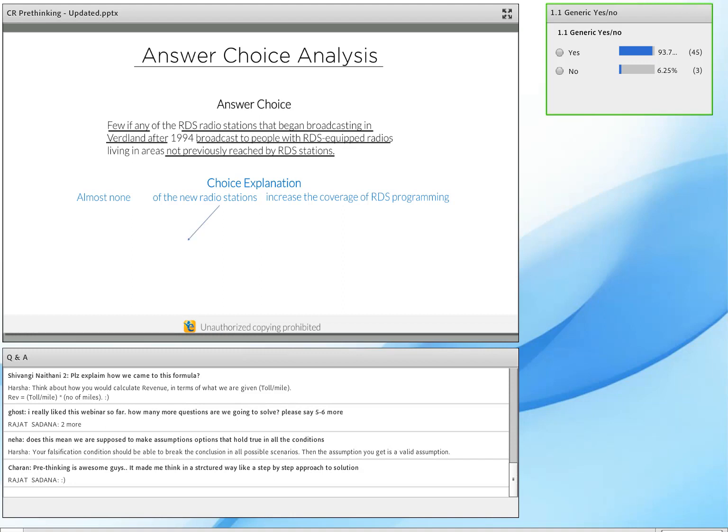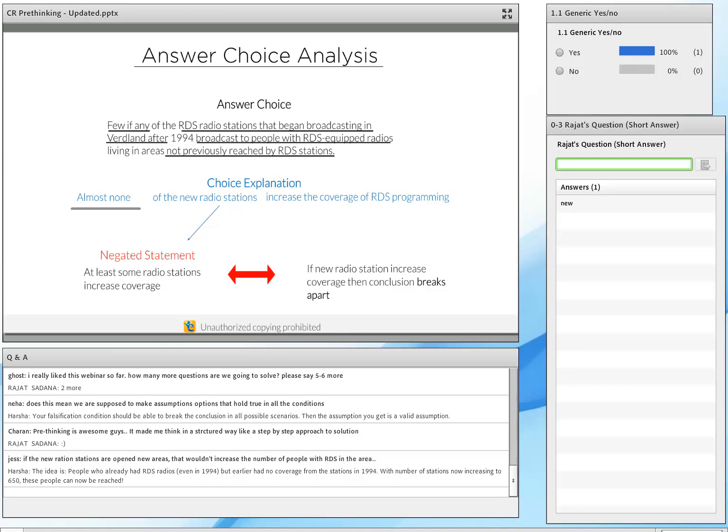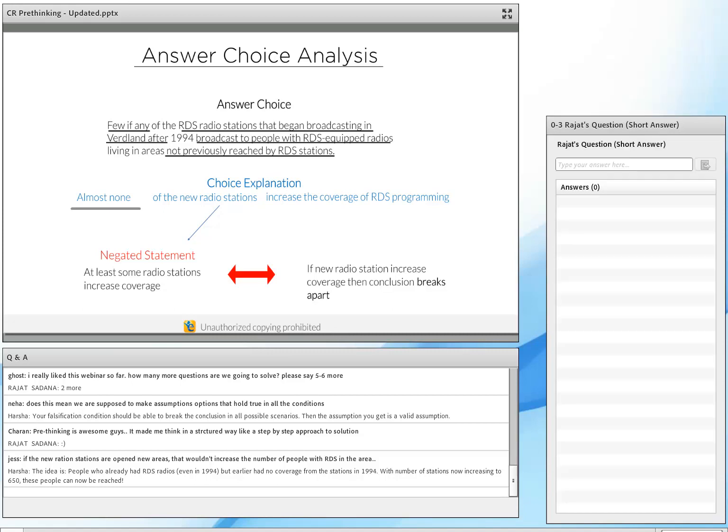Okay. Let's negate this. If we negate this, I'm going to negate almost none. And the answer to that would be at least some of the radio stations increase coverage, which means they reach people who previously had the right kind of radio, but really there was no transmitting tower which transmitted this special programming. So if at least some of these new radio stations increase coverage, then what happens to my conclusion? My conclusion breaks apart, which means choice A passes my negation test and is the correct answer. Now, can you see how choice A is in line with our pre-thinking? I'm going to discuss every other answer choice, so don't worry about that. But let's just focus on choice A here.